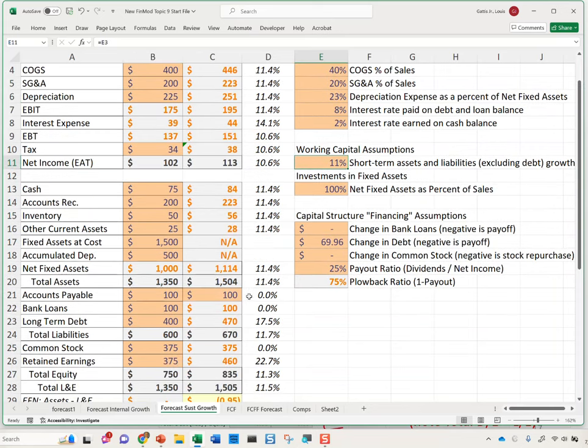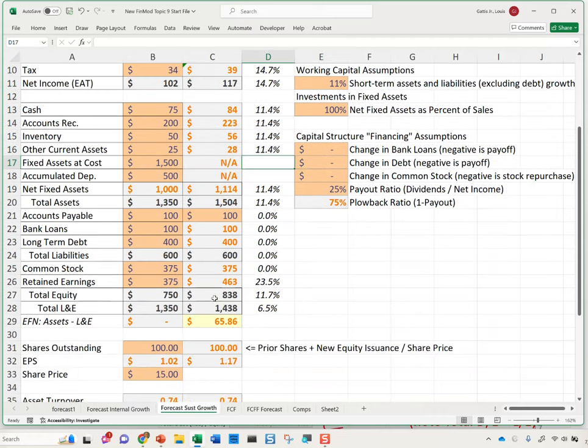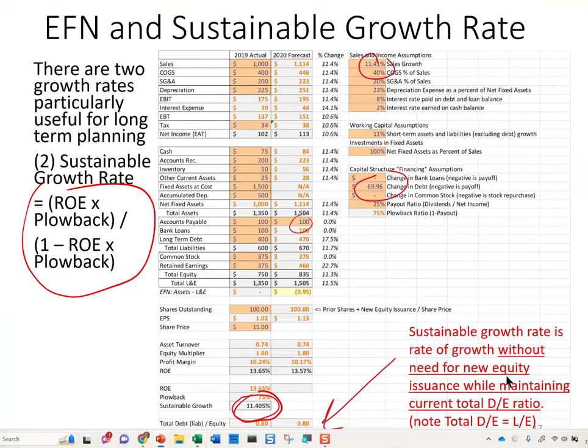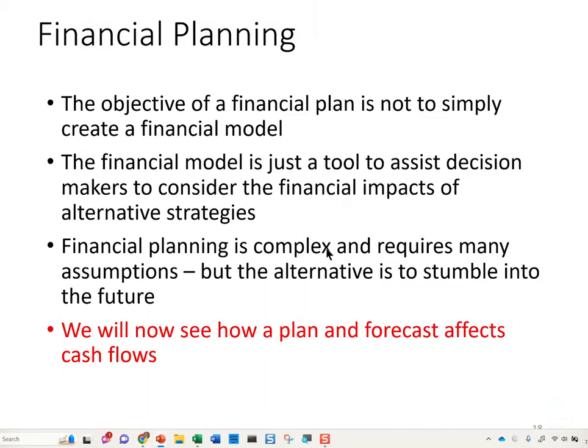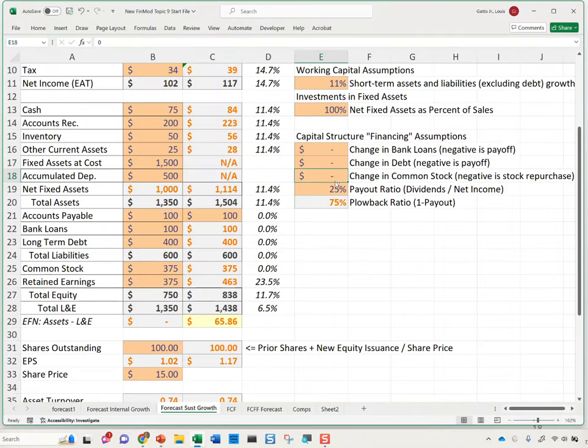When I do that, I am going to need additional funding. But again, remember the definition. It's the level of growth without any need for new equity. It didn't say new debt, but you're going to hold the debt to equity ratio constant. So what I'm going to do is go back to my spreadsheet. I'm going to hit undo, and it looks like what I did is I had to take that $65 in EFN and add it to debt.